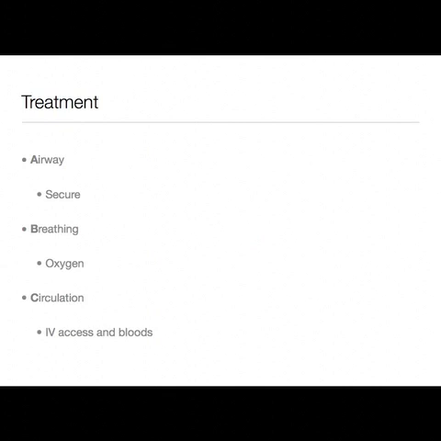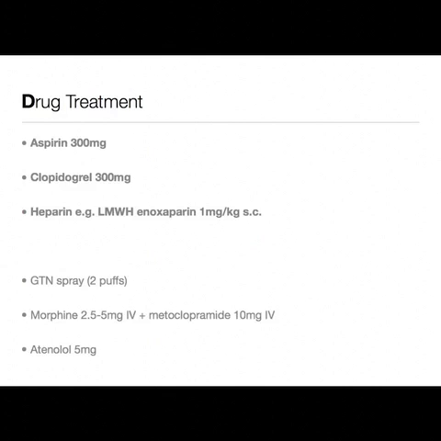For breathing, it is appropriate to give high-flow oxygen, most probably through a non-rebreather mask at 15 litres per minute. For circulation, it is important to get IV access and to take blood for things such as lipids, glucose, and cardiac enzymes. Note that these may need to be repeated at various intervals. For drugs, the big three for acute coronary syndrome are aspirin 300 mg, clopidogrel 300 mg, and heparin, usually enoxaparin, otherwise known as Clexane, given at a dose of 1 mg per kg subcutaneously.